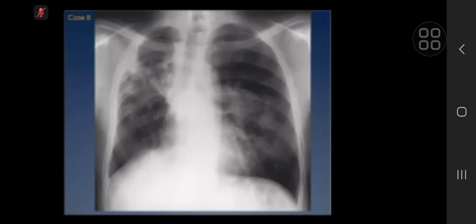Okay. So I can see bilateral multifocal patches of ground glass opacities as well as consolidation. There are also some fibrotic or reticular opacities, mostly in the right upper zone.